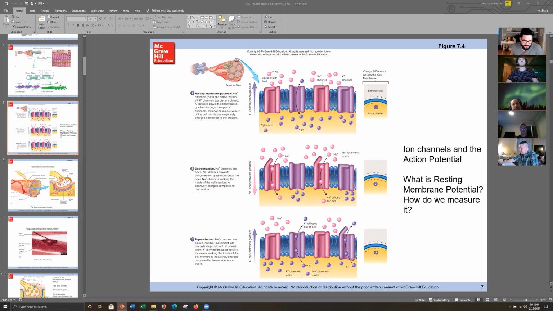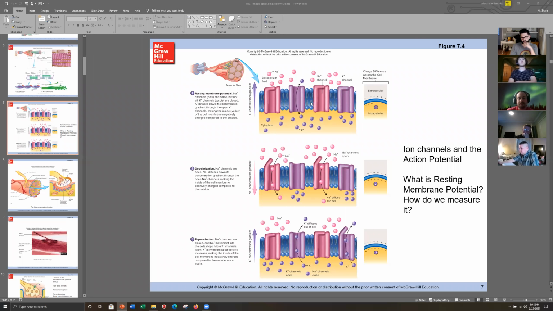So Shania, I don't know if you have your study guide open, or if any of you guys are contributing to that as you go along, but a good point to put on that study guide that I would recommend is being able to define what a resting membrane potential is. Like it says here in part 1, sodium channels in pink and some, but not all, potassium channels in purple are closed. Potassium diffuses down its concentration gradient through the open potassium channels, making the inside of the cell membrane negatively charged compared to the outside.